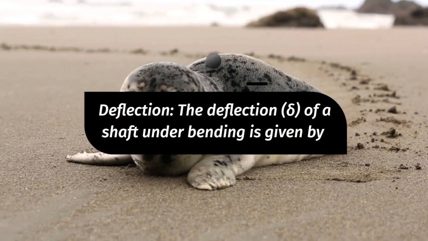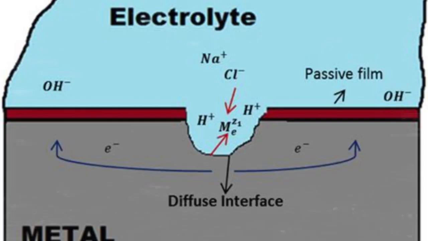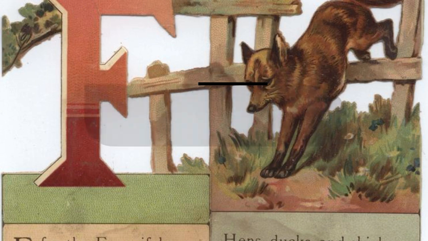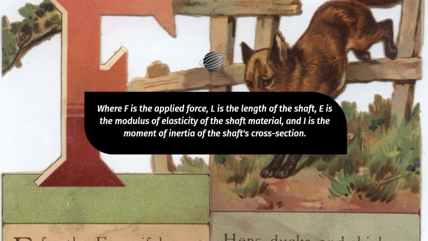Deflection. The deflection, delta, of a shaft under bending is given by delta equals FL cubed over 3EI, where F is the applied force, L is the length of the shaft, E is the modulus of elasticity of the shaft material, and I is the moment of inertia of the shaft's cross-section.